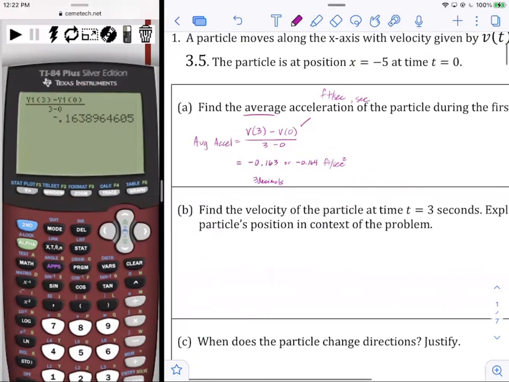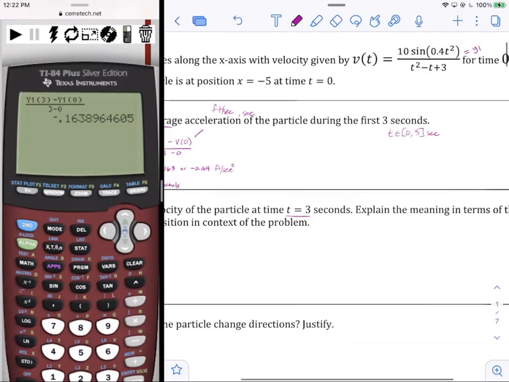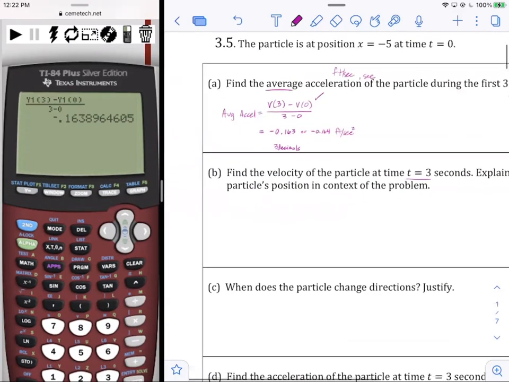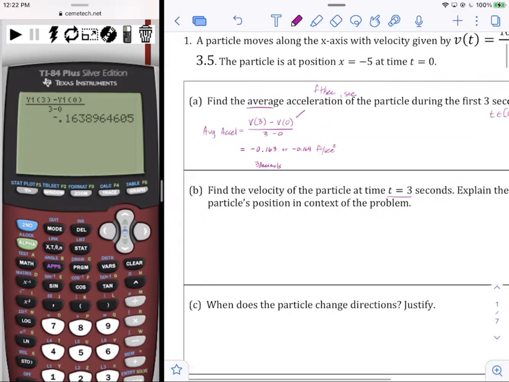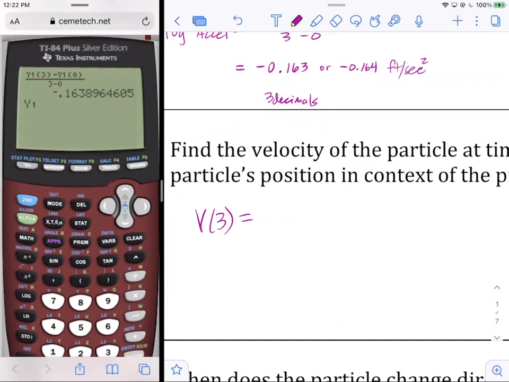All right, part B, find the velocity of the particle at 3. That's the instantaneous, right? At t equals 3. And then explain what that means in terms of the particle's position. All right, first things first, notation. Velocity at 3, well, I have the velocity function, so I'm just going to put v of 3. And then from the home screen, I'm just going to go alpha trace at 1, open up 3, close it, hit enter. Negative 0.491. You'll see that I'm a big fan of truncating. And if that were our final answer, we'd put feet per second.